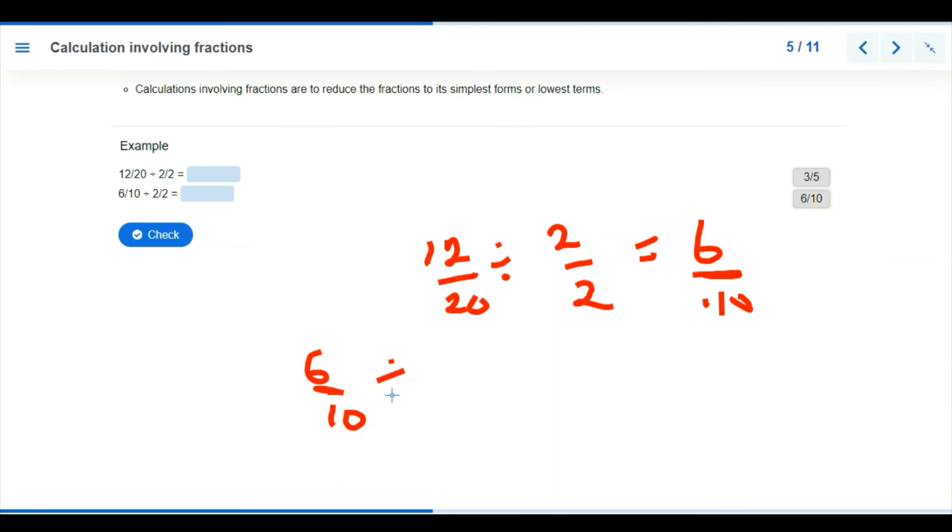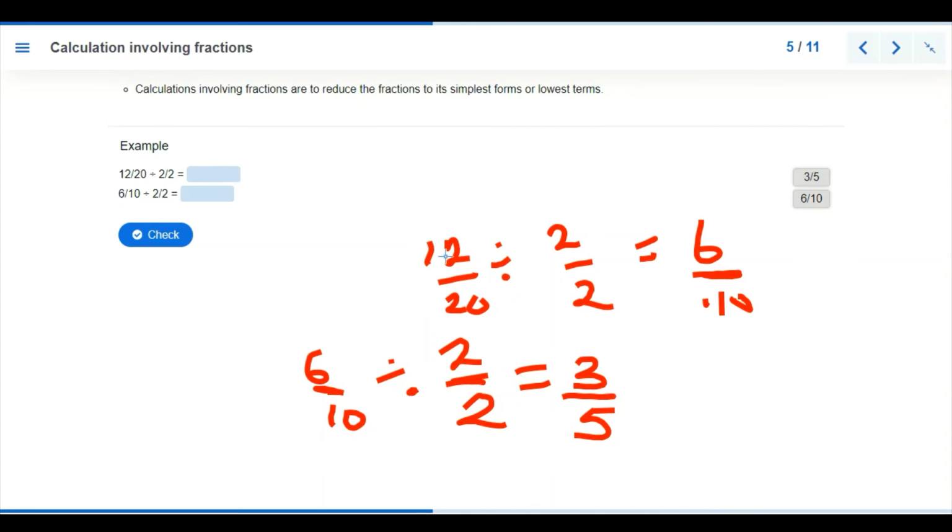Now let's look at the second one, which is 6/10. Now we divide through as well by what? The common multiple here. 2 can go in 6, 2 can go in 10. So we divide both of them by 2. So 2 in 6, that is 3. And 2 can go in 10 how many times? That is 5.